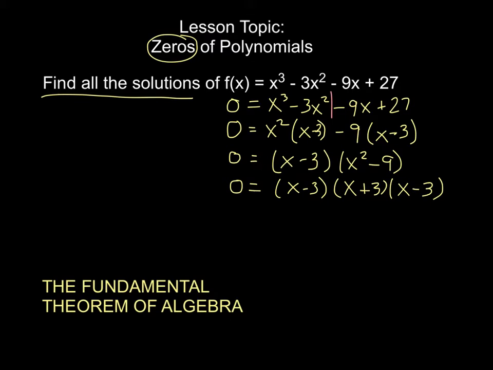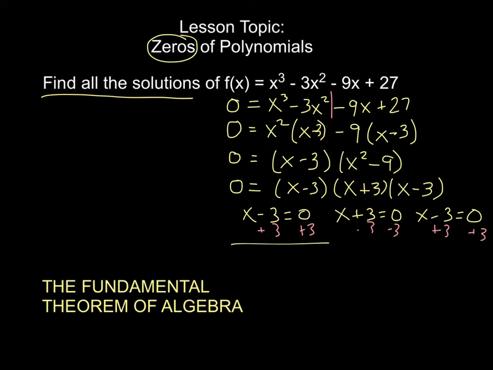Now we will use the zero product property to say that if these three things multiplied together gives you 0, one of those three factors must be 0. So x minus 3 equals 0, or x plus 3 equals 0, or x minus 3 equals 0. When we do our math, we're going to get our solutions here. And you probably noticed something. We're going to get x equals 3, x equals negative 3, and x equals 3.